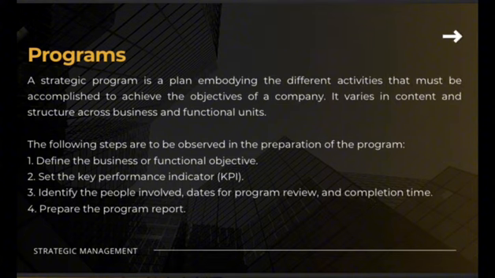Programs vary in content and structure across business and functional units. For example, in the production and operation functional unit, representatives may come separately from the purchasing, shipping, and quality control units. We have here the steps to be observed in the preparation of the program. First, define the business or the functional objective. Second, set the key performance indicator, or KPI. Third, identify the people involved, dates for program review, and completion time. And lastly, prepare the program report.